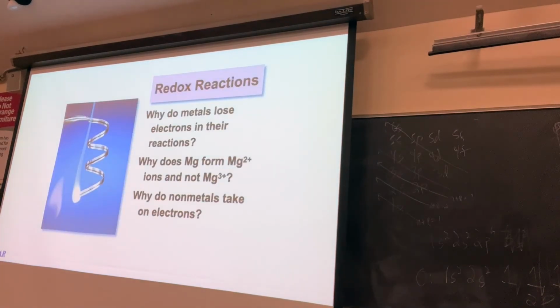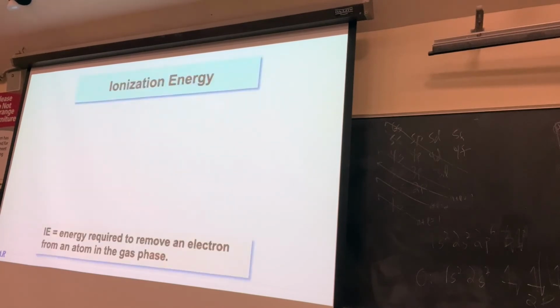Now, a redox reaction, as we saw earlier, something has to lose electrons, something has to gain electrons. And magnesium loves to lose 2 electrons. But why does magnesium lose only 2 electrons and not, for example, 3 electrons? And why do nonmetals take on electrons usually instead of giving them up? Those are questions we can answer with these other periodic trends.